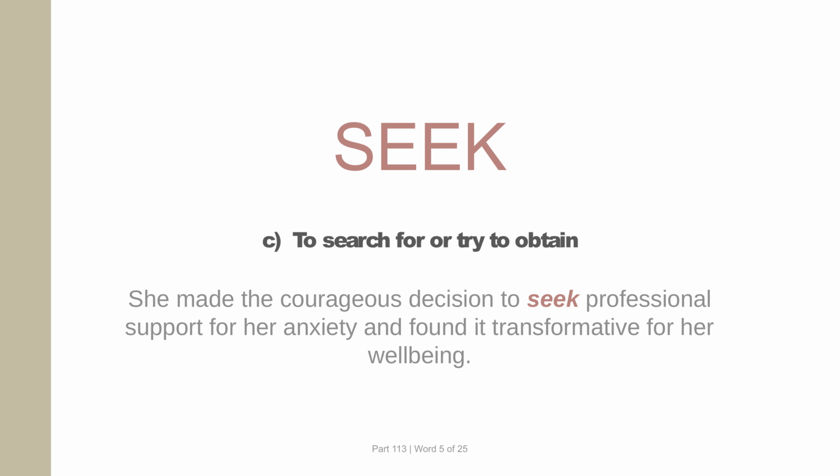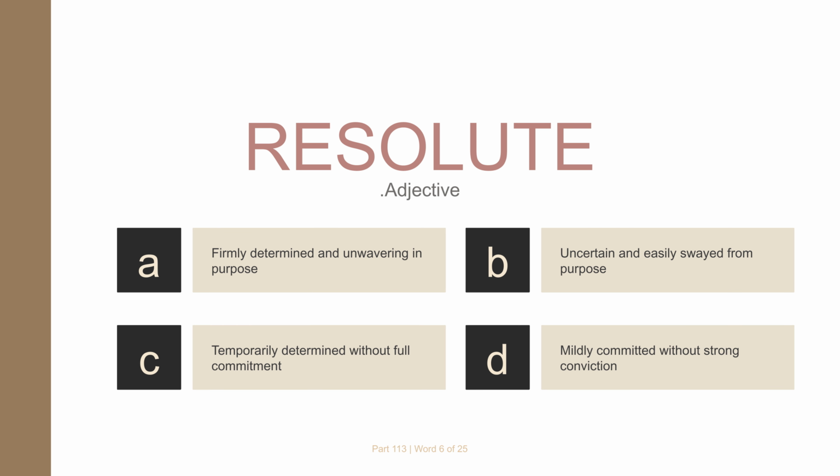Question 6. What is the meaning of resolute? Option A. Firmly determined and unwavering in purpose. Option B. Uncertain and easily swayed from purpose. Option C. Temporarily determined without full commitment. Option D. Mildly committed without strong conviction.